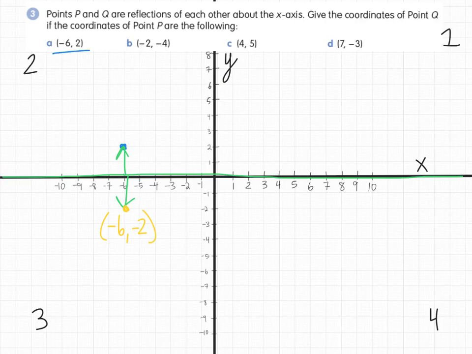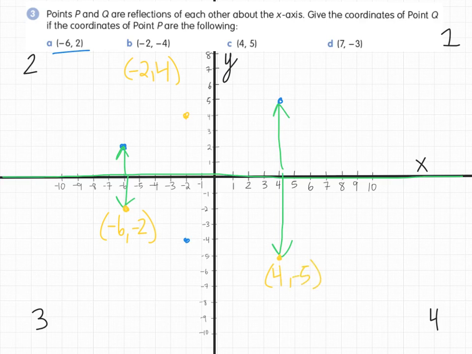The second point is at -2, -4, which is right there. And so the point of reflection is going to be right here at -2, +4. That's the answer for the second one. The third point is at 4, 5, which is right there. The point of reflection has to be the same distance from here to here as it is from here to here. So my point of reflection is going to be 4, -5.